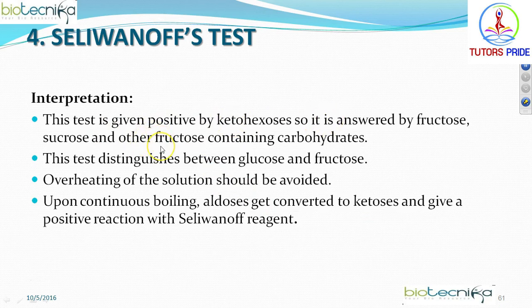What is that? The test is mainly for your ketohexose. This test distinguishes between glucose and fructose, meaning aldose and ketose. It will differentiate between that. Aldose will not show this test. Overheating of the solution should be avoided. We should always avoid overheating. Upon continuous boiling, aldose gets converted to ketose and gives a positive reaction.